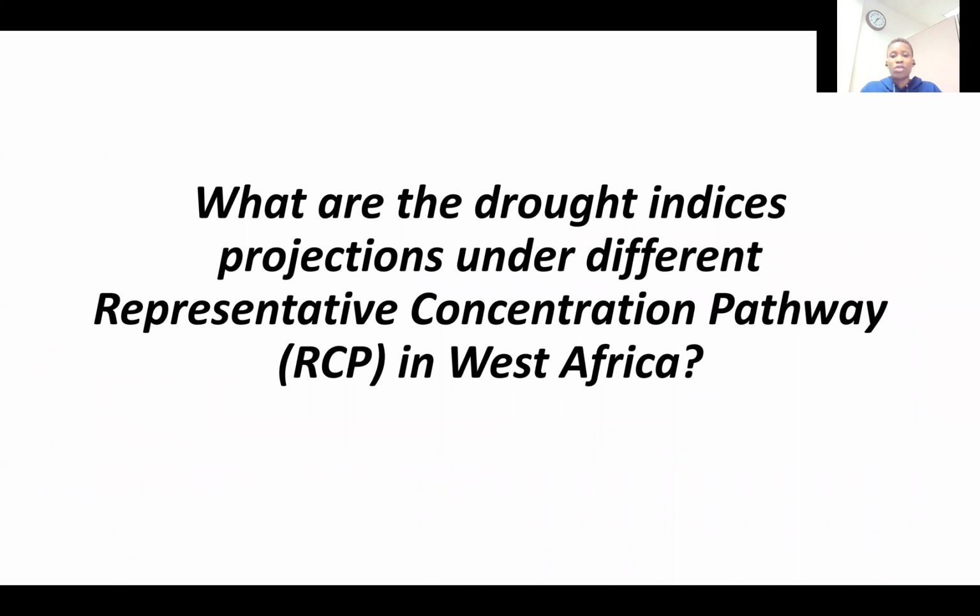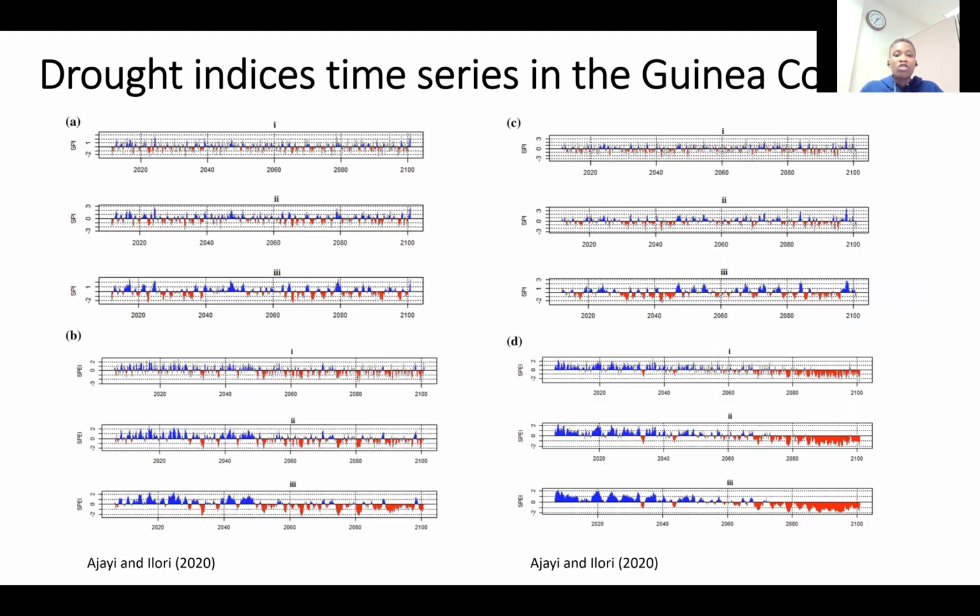So what are the drought indices projections under different representative concentration pathways in West Africa? So this is a drought indices time series in the Guinea coast. The Guinea coast is the wettest region in West Africa because it's close to the Guinea Gulf. Just like I explained earlier, it is mostly affected by southwesterly winds, compared to the northern parts where we have the Sahel region that is mostly affected by the northeasterly winds that originate from the Sahara Desert.